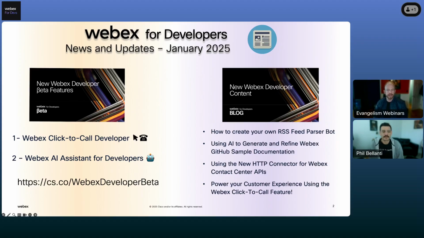This one is about using AI to generate and refine Webex GitHub sample documentation. In this blog, John goes through and shows you his workflow and how he goes about documenting sample code, using ChatGPT and other LLMs to build more information around that code base and improve it. It's a neat read, and it's a good behind the scenes look at how some of the documentation is being generated.